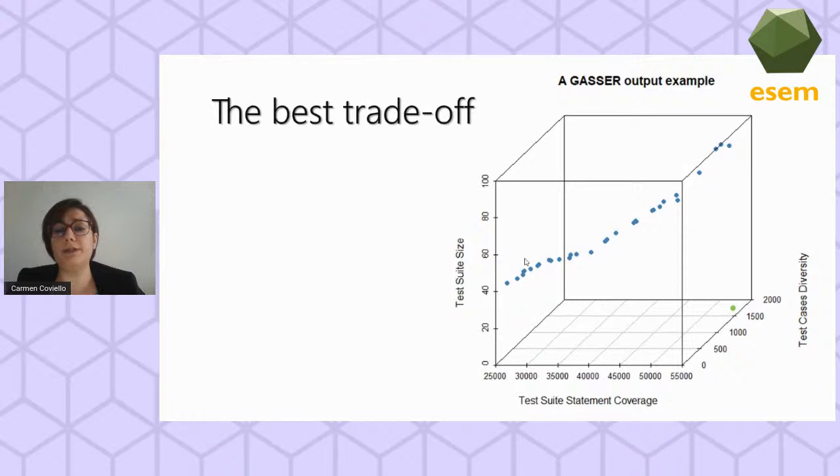In particular, we define an ideal point, such as the point with the maximum test cases diversity and test suite statement coverage and the minimum test suite size. And then we compute the Euclidean distance among this point, the green point in the figure, and all the points in the Pareto front, where each point is a solution of the population. Then the solution closest to the ideal point is selected as the best trade-off among the 3 objectives.